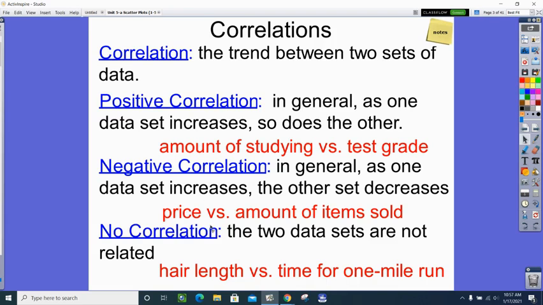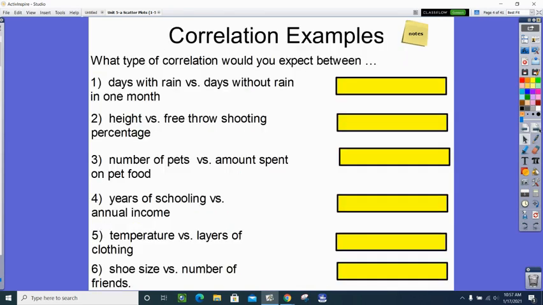And finally, let's give an example of no correlation where there's just no relationship, like how long your hair is versus the time it would take you to run a mile. So, longer hair doesn't mean you take longer. Shorter hair doesn't mean you would run it faster. So let's just think about that as we go through here, and let's do some examples.